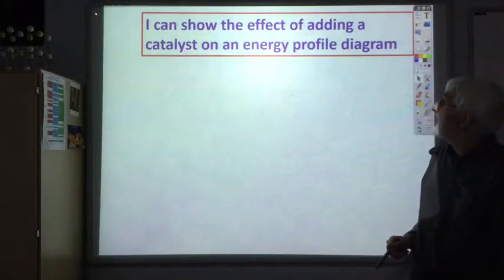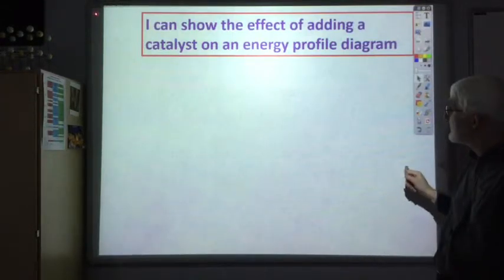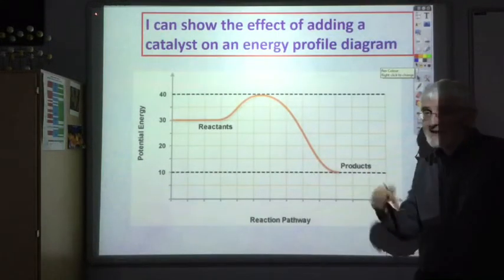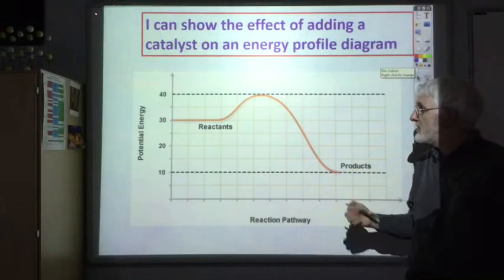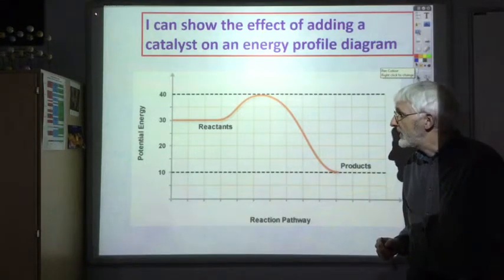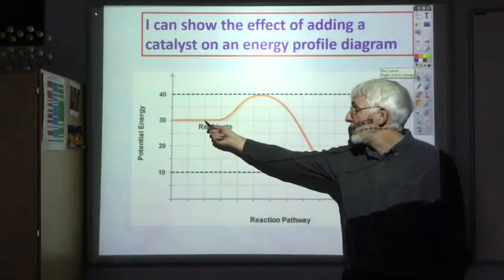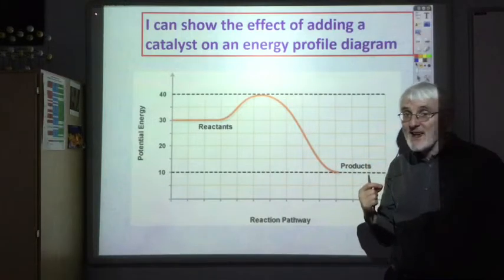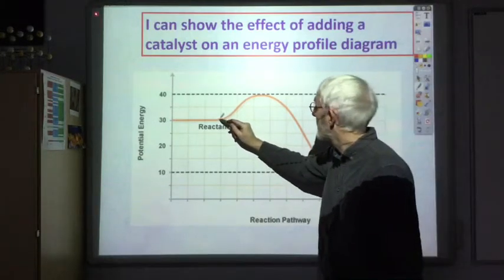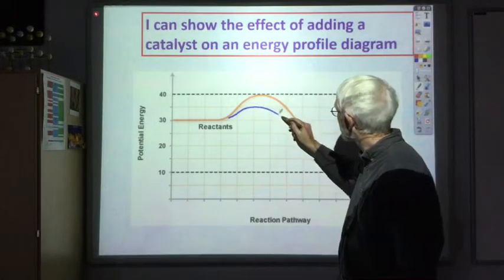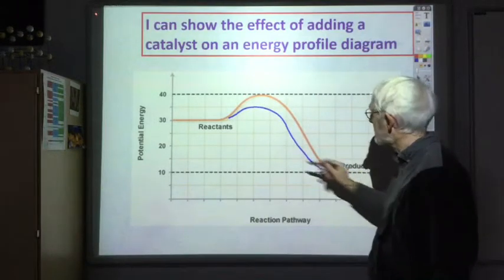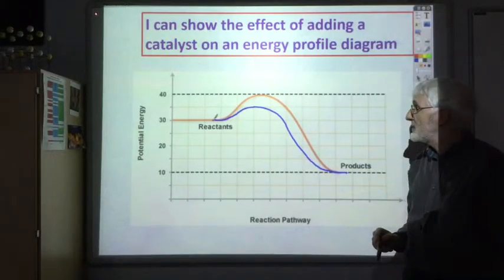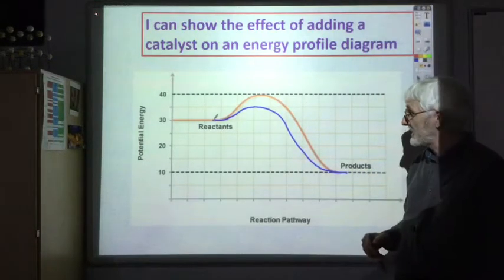You should be able to show the effect of adding a catalyst on an energy profile diagram. So here's a reaction. Let's say it's quite slow, we want to speed it up, we want to use a catalyst. Well, the things to remember is you start off at the same point, you end at the same point, you just reduce the activation energy. So the blue line there could represent the effect of using a catalyst.